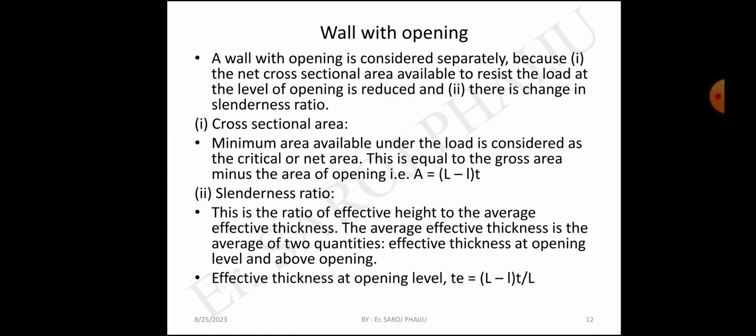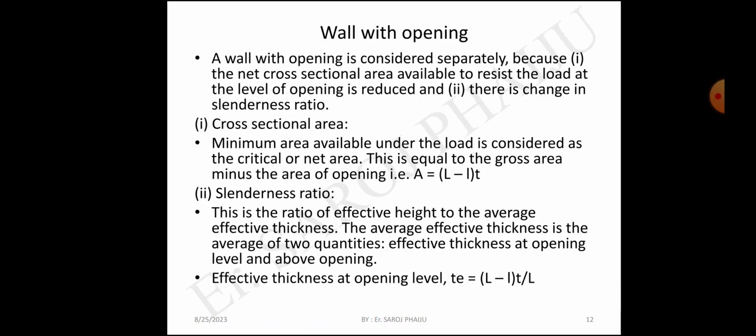Wall with opening. A wall with opening is considered separately because the net cross-sectional area available to resist the load at the level of opening is reduced and there is change in slenderness ratio. Cross-sectional area. Minimum area available under the load is considered as the critical or net area. This is equal to the cross area minus the area of opening, that is area equal to capital L minus small l divided into T.